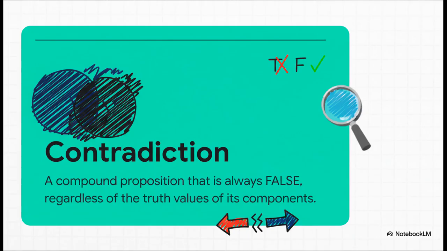The polar opposite of a tautology is a contradiction. This is a statement that is structurally flawed. It's doomed to always be false. The easiest example is P and not P. It's like saying it is raining and it is not raining at the exact same time. It's impossible, right? It's just logically broken.